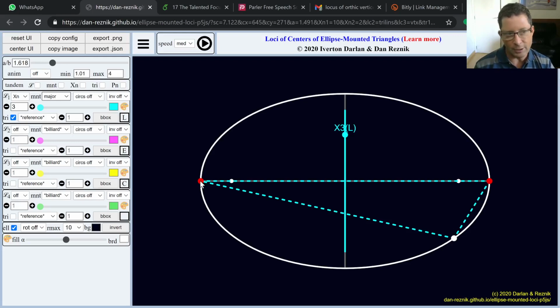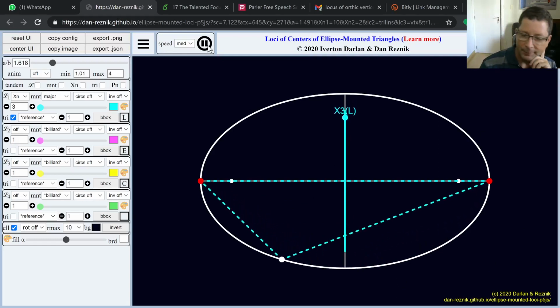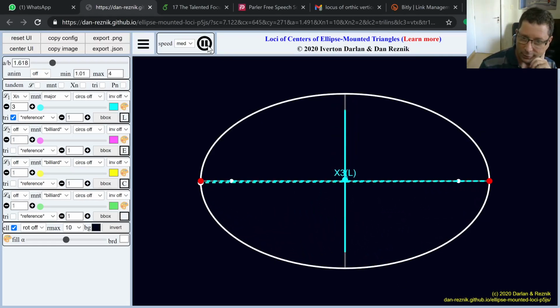Okay, so in this particular mounting here, this major mounting, I'm mounting a first vertex on the left vertex of the ellipse and a second vertex of my triangle family on the right vertex of the ellipse. And I'm going to let the third vertex move freely across the boundary of the ellipse. So let's watch that. And I'm simultaneously plotting, in this case, the circumcenter of this triangle.